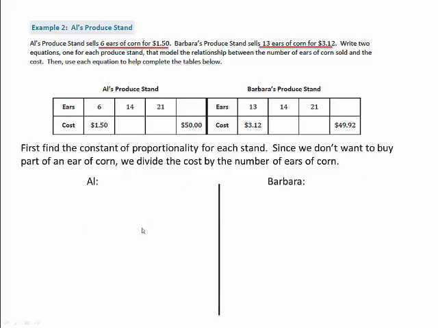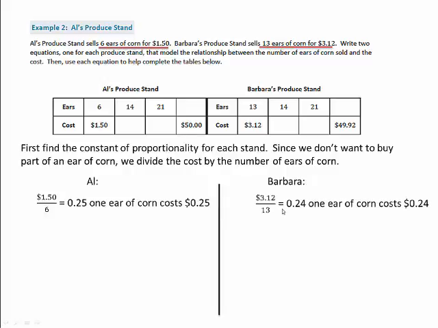We're going to put Al's information on the left and Barbara's produce stand information on the right. For Al, $1.50 will buy you 6 ears of corn. If we do that division, we get 25 hundredths, or 1 ear of corn costs 25 cents. For Barbara, she sells 13 ears of corn for $3.12. When we do that division, we get 24 hundredths. That means 1 ear of corn costs 24 cents.